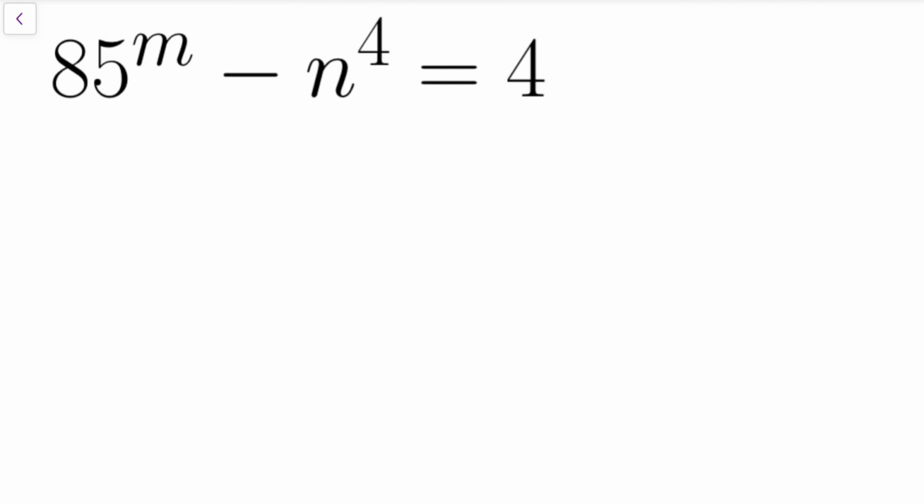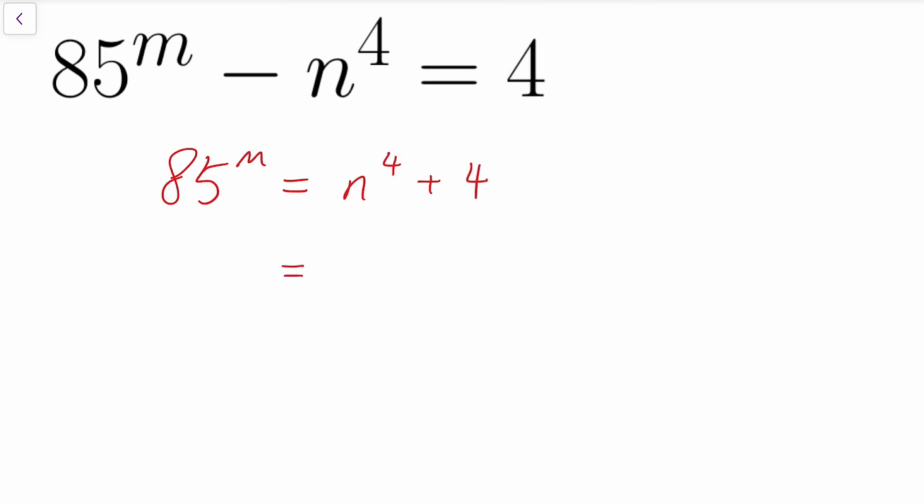First, I'm going to move the n to the power 4 to the right side. So 85 to the power m equals n to the power 4 plus 4. Notice that n to the power 4 plus 4 is actually factorizable.